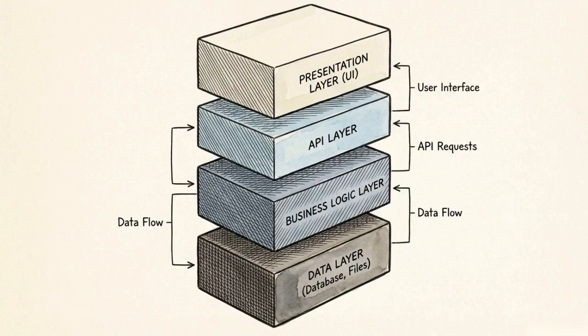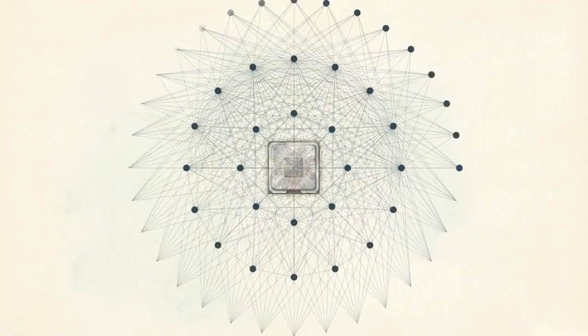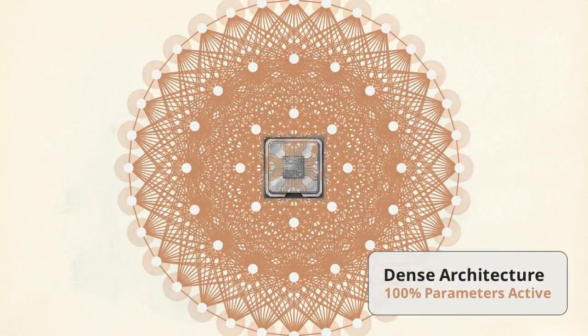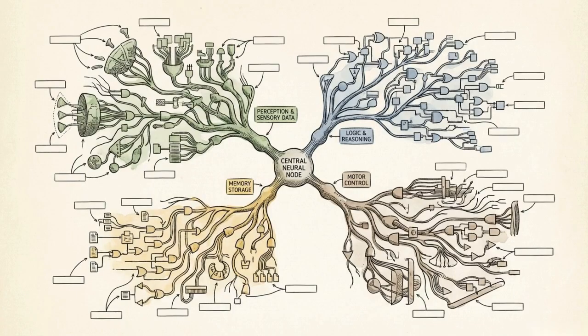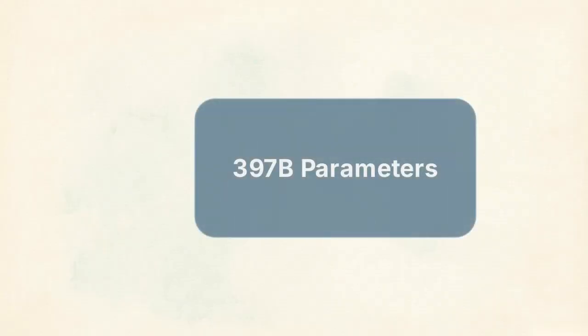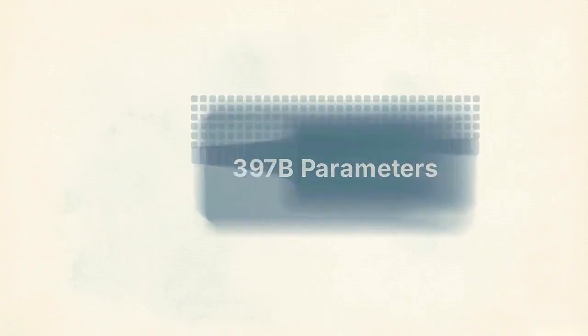To see how streaming is even possible, we have to look at the software layer. This model does not function like a traditional dense neural network, where every parameter activates for every single word. The specific architecture here is Qwen 3.5 397B A17B. It is built on a mixture of experts topology. A mixture of experts, or MoE, is a neural network design that divides its parameters into specialized subnetworks, activating only a few of them for any given input.